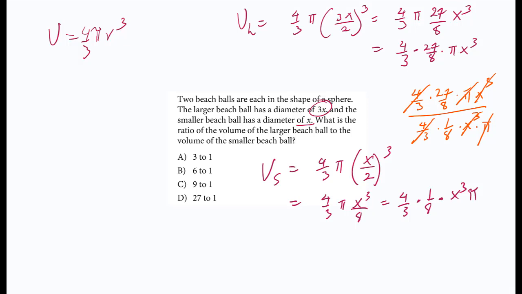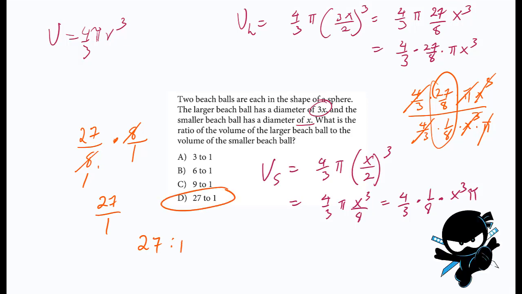Now I have only these remaining, so I'm going to have simply 27 over 8, keep change flip since I'm dividing it. So I need to multiply this by 8 over 1. This reduces here to be 1. So I'm going to have 27 over 1, which is giving me 27 to 1. So D is my answer.